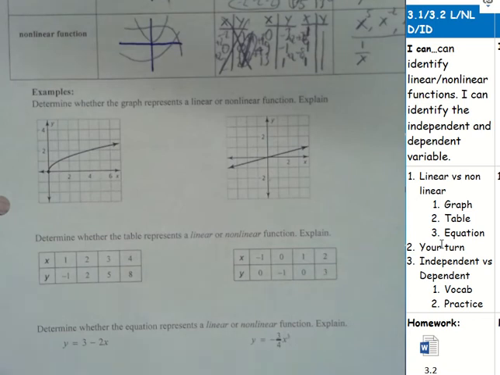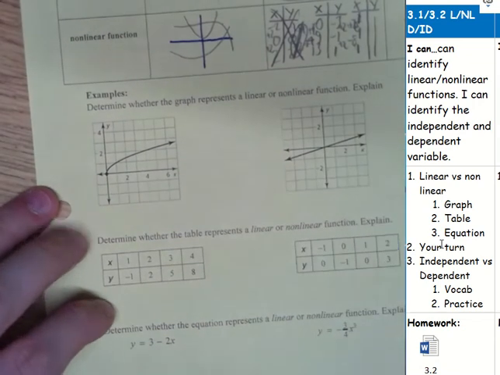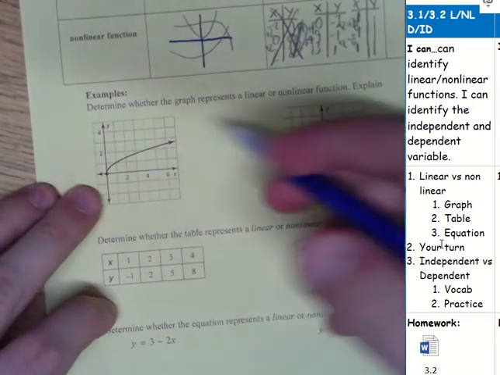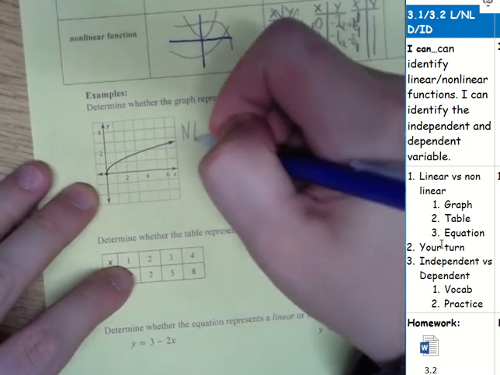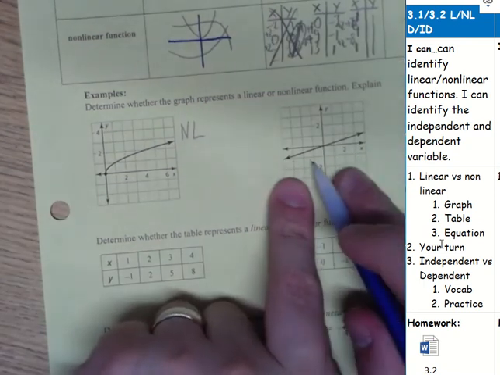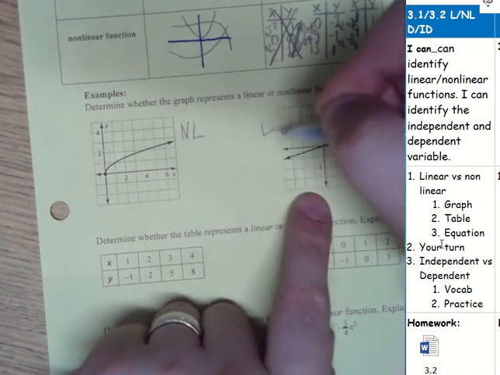Okay, so we need to identify, are they linear or nonlinear for all 6 of these? This one, I have a curve. It's not just a straight line, so this one is non-linear. This one is a straight line. I don't see any curve in it, and it's not going straight up and down, so this one has to be linear.